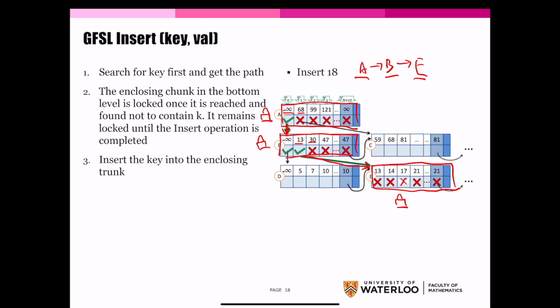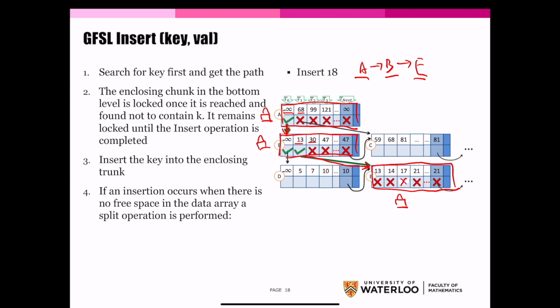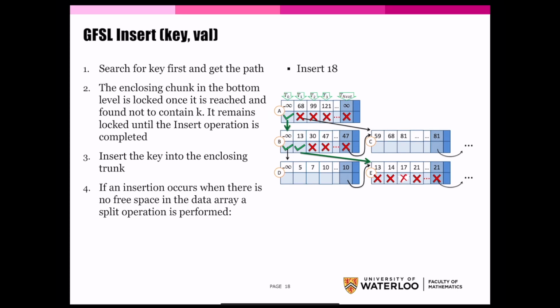Also note that when a zombie is discovered after a lateral step, the team attempts to redirect the previous chunk's pointer to remove the zombie from lateral traversals. The redirection is performed lazily by calling try lock on the previous chunk. If the lock fails, the team continues without updating. And if an insertion occurs when there is no free space in the data array, a split operation is performed. Then I will show you how the split operation is performed by giving some examples.